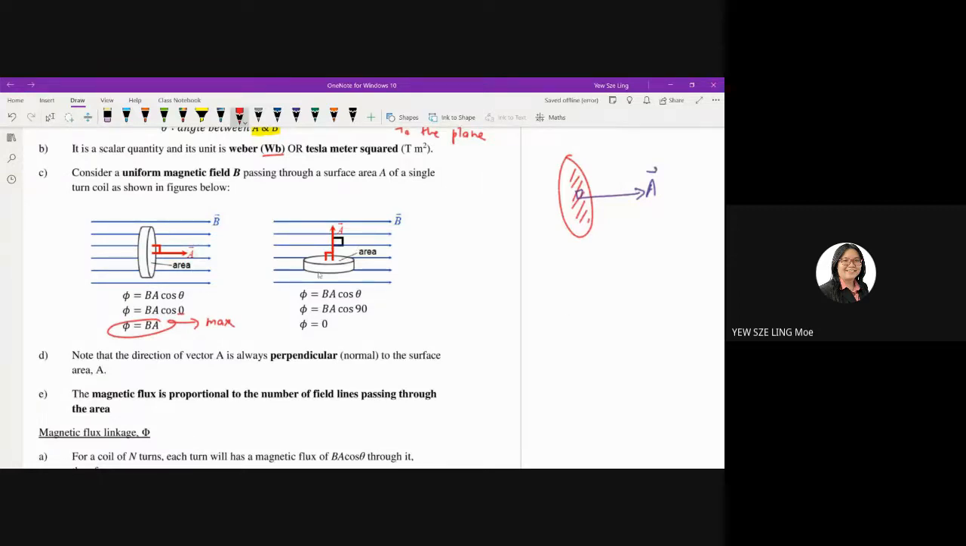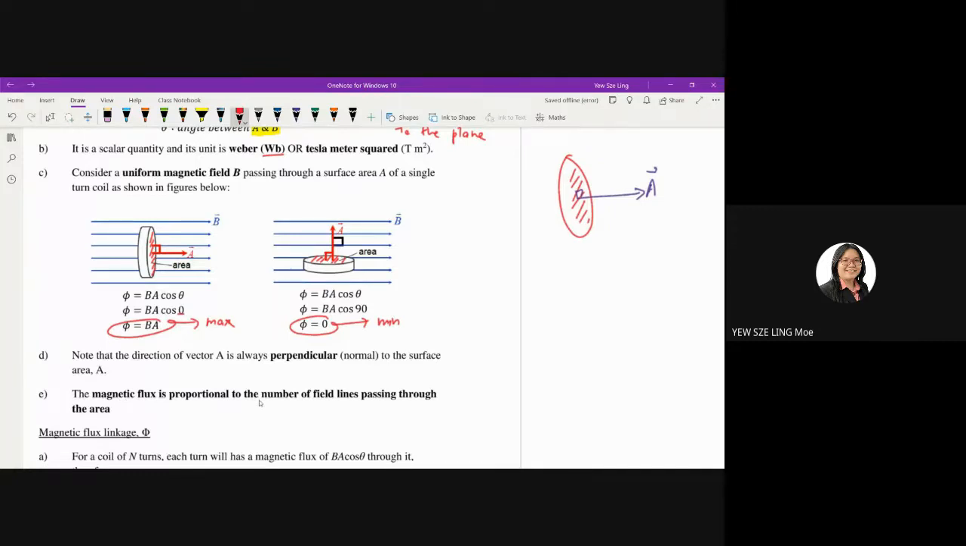If you look at the second diagram right here, this is the area for the first diagram, and then this is the area for the second diagram. So vector A is perpendicular to it. So vector A and B are perpendicular to each other. Therefore, now your flux is 0. So this is the minimum value. So note that the direction of vector A is always perpendicular to the surface area. So this is what I told you before.